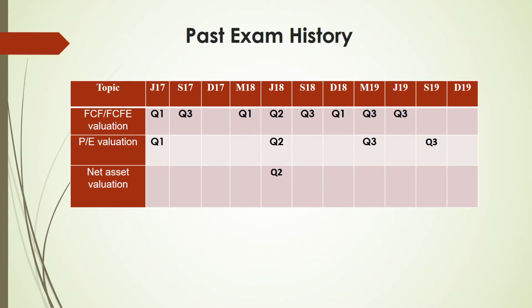The most common methods used in the past papers are free cash flow to equity, free cash flow to firm, and the PE ratio. These two methods are very common when it comes to business valuation. Other methods are also there which we need to learn, but they don't come that much compared to these two, because lots of workings are required in these two areas, especially free cash flow and free cash flow to equity. Then we have net asset valuation. As you can see, it only came once. Net asset valuation is not so common.